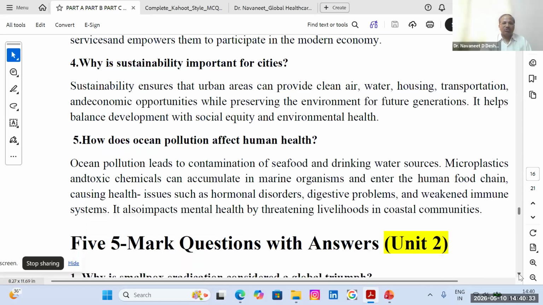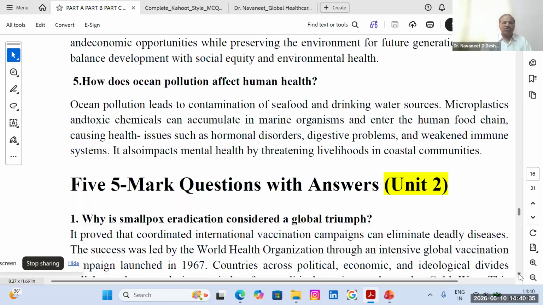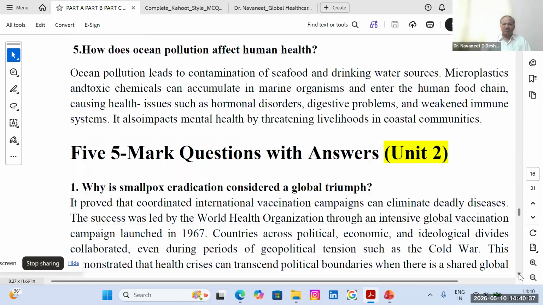How does ocean pollution affect human health? Ocean pollution leads to contamination of seafood and drinking water sources. Microplastics, antitoxic, and toxic chemicals can accumulate in marine organisms and enter the human food chain, causing health issues such as hormonal disorders, digestive problems, and weakened immune systems. It also impacts mental health by threatening livelihoods in coastal communities.